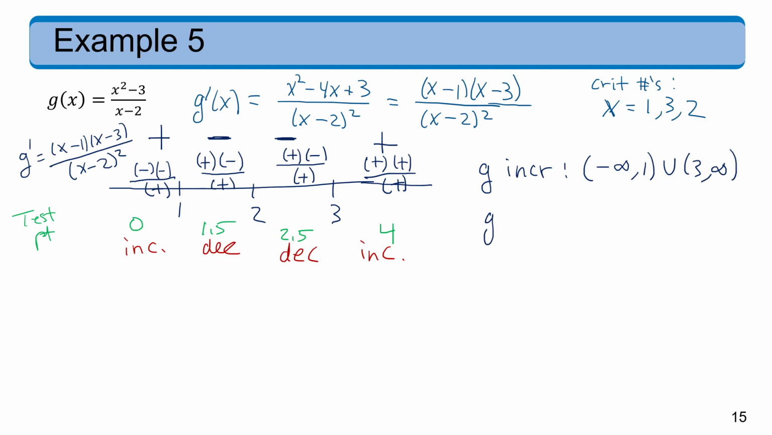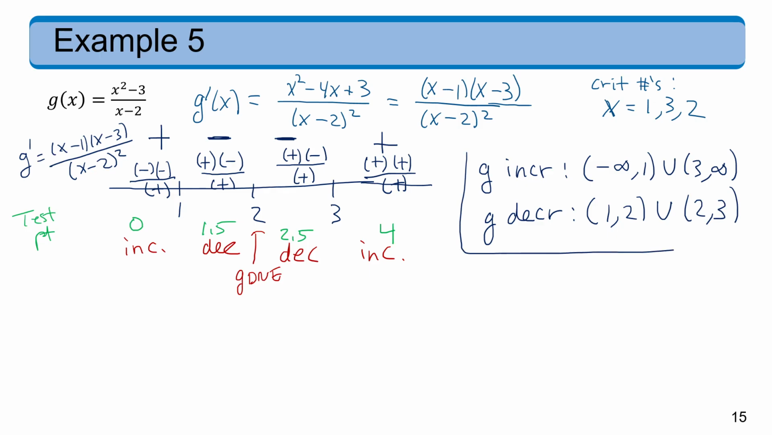And then g is decreasing between 1 and 3. Now technically we might want to list these separately, because remember, g is undefined at 2. So if we tried to lump those intervals together, the problem is it includes a point where it's undefined. So I'm going to keep them as two separate intervals. It's decreasing from 1 to 2, and then it's decreasing again from 2 to 3.